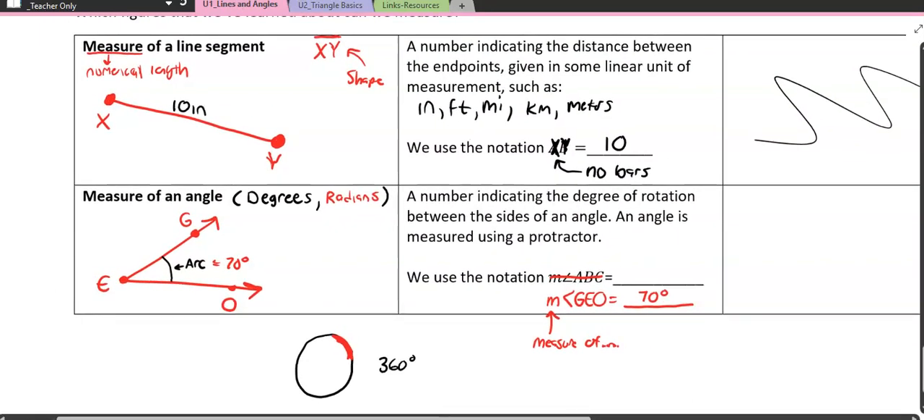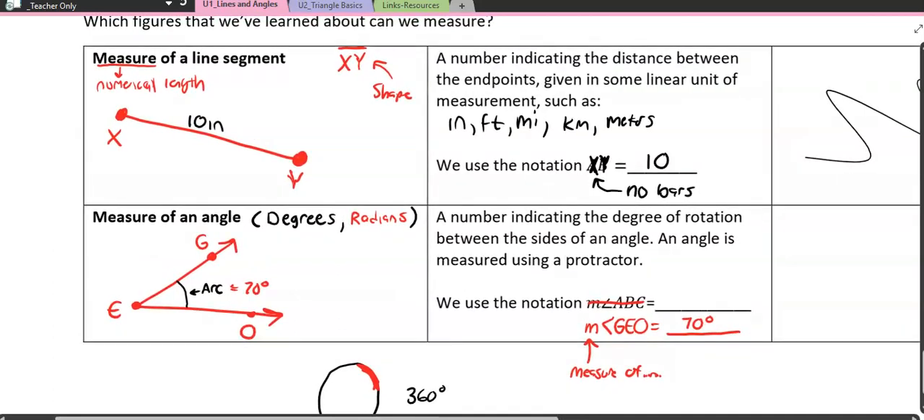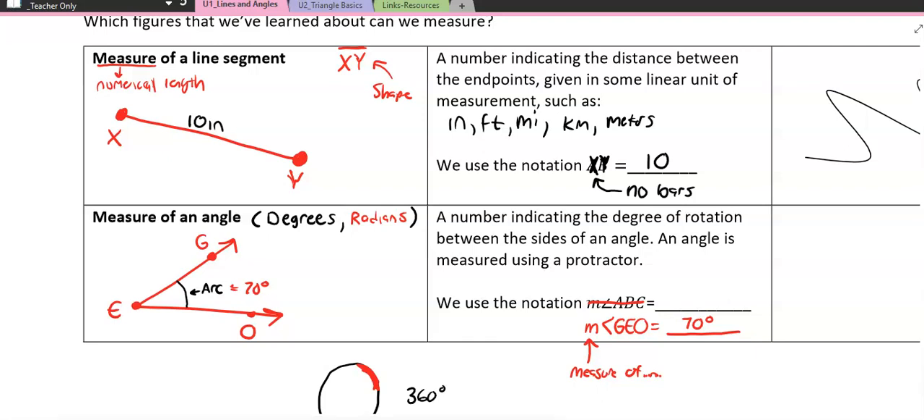So these are the two most important ways for us to be able to do measurements in geometry. Make sure you take some time to look this up and also to look at the specific ways we need to label it when we're talking about measurements.